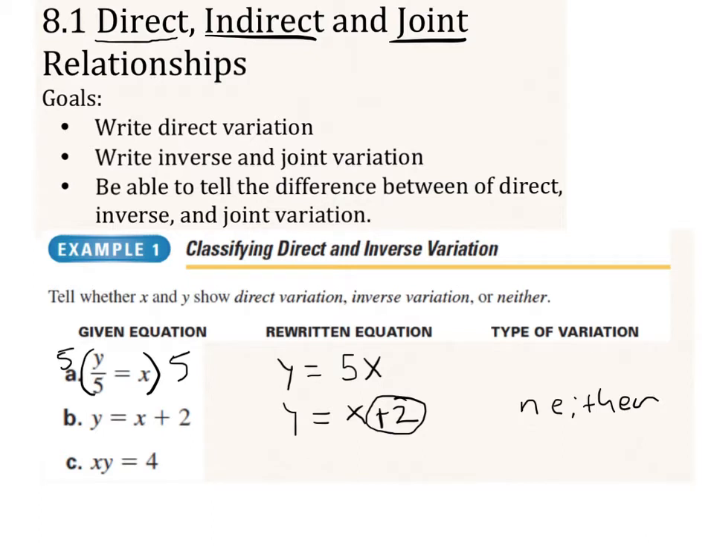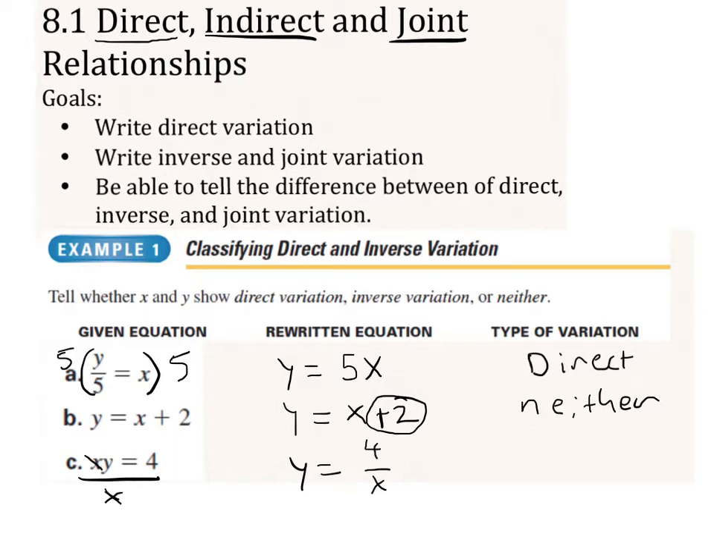And then for this guy we would divide by x, canceling x there, and we end up with y equals 4 over x. Okay, so now we can talk about different variations. So our first variation there, a at the top, is going to be considered direct.